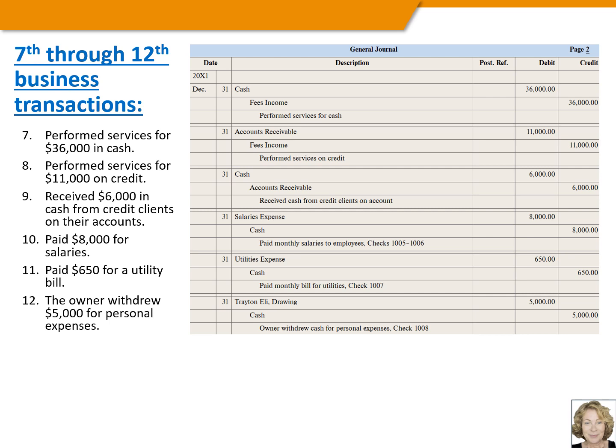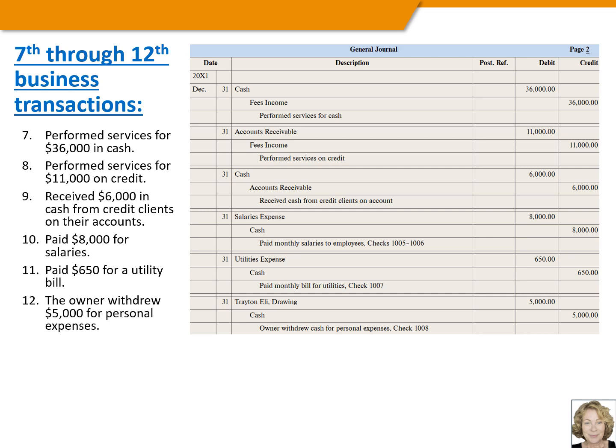For the 7th transaction, Eli's Consulting performed services for $36,000 cash, which means that we need to increase cash, which we do with a debit of $36,000. Our fees income also increased and revenue increases with credits. Therefore, we'll record a credit to fees income.